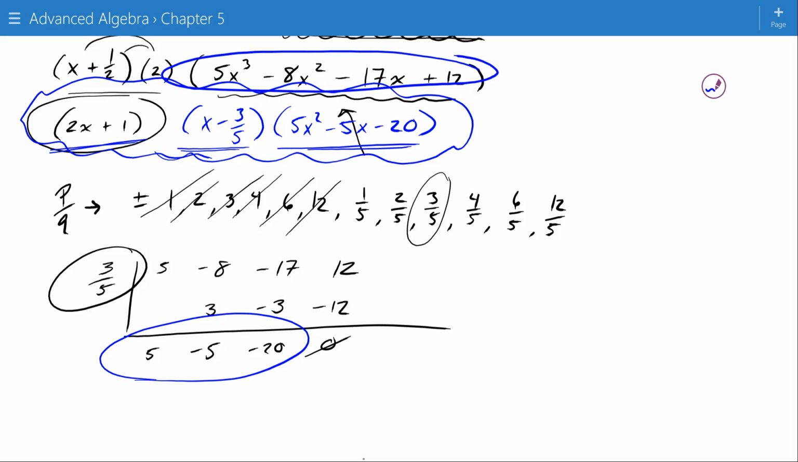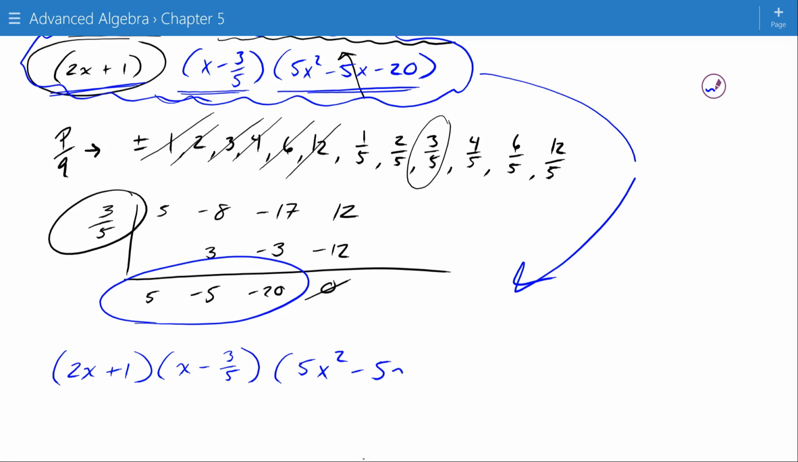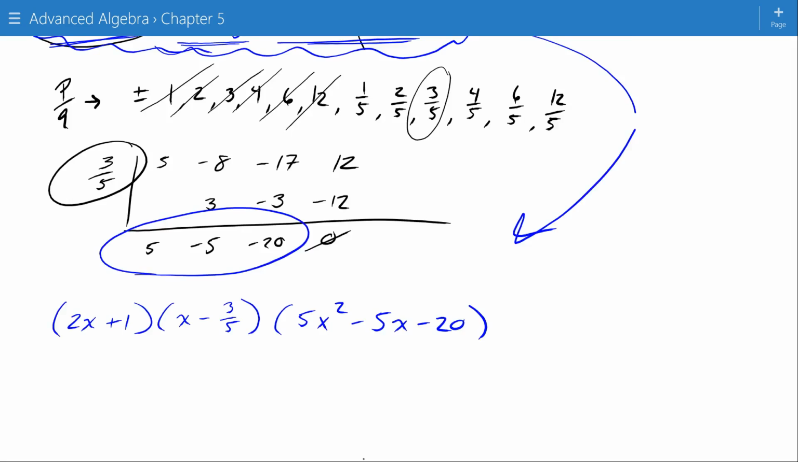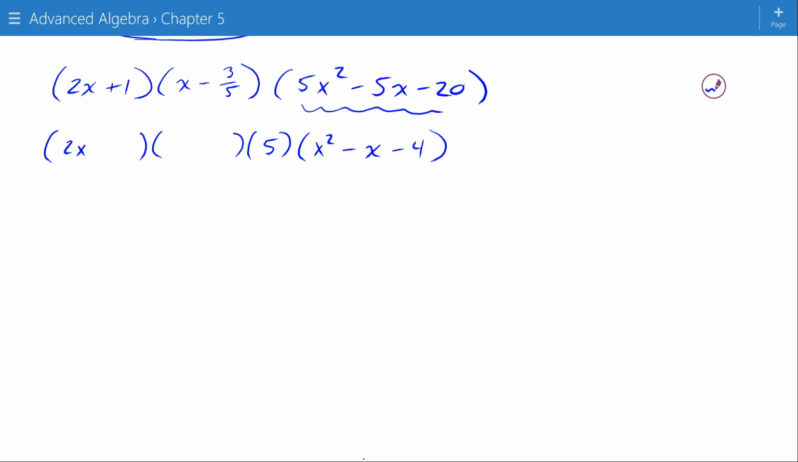Moving on. There's more still. Let's take a GCF out of that new last term. Let's go ahead and rewrite this. 2x plus 1, we've got x minus 3/5, and 5x squared minus 5x minus 20. In that third term, we're going to take a GCF out. We could take a 5 out of everything, and we'd be left with x squared minus x minus 4. Right? Still with the other pieces, 2x plus 1, x minus 3/5.